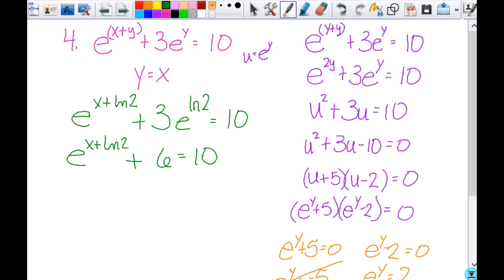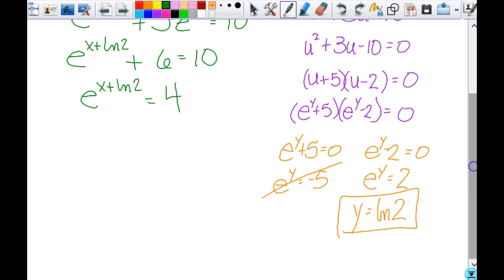I think that I probably made this even harder, but I can take e to the x plus the natural log of 2 equals 4, right? Now, I can split these two up, but I'm just going to go ahead and leave it because at this point, what can I do to get my exponent out of the exponent? Natural log of both sides, right? If I take the natural log of this, don't I just get what's in the exponent?